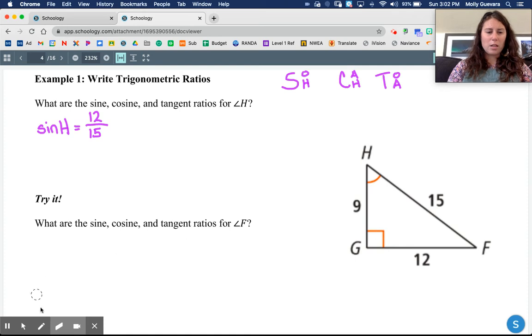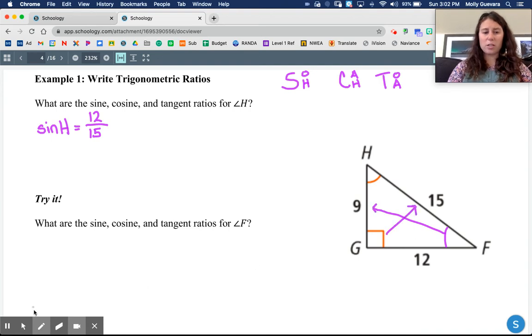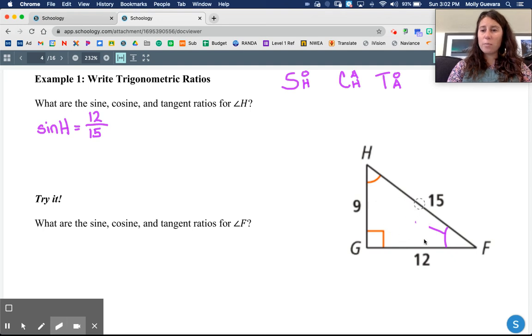Okay. Now, remember, if I was doing from angle F, my opposite side would be 9 and my hypotenuse would be 15. So the ratios change depending on what angle you're looking at.